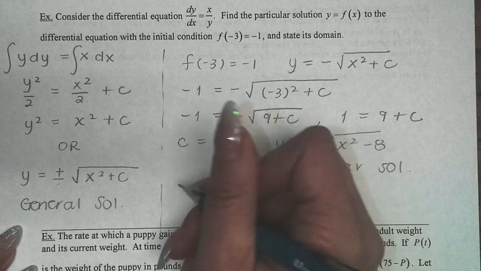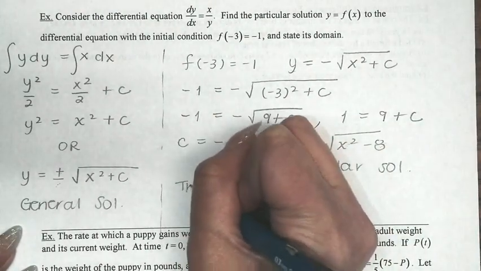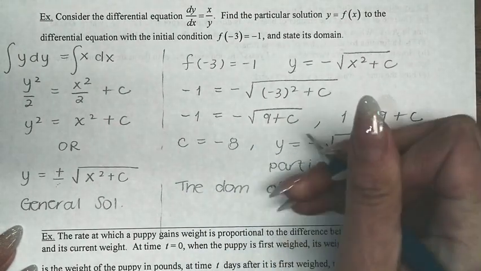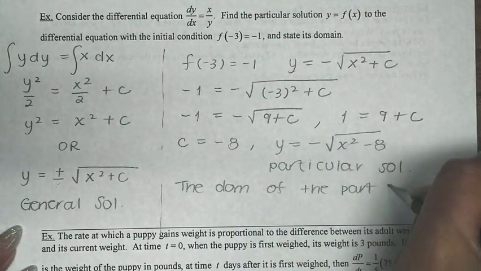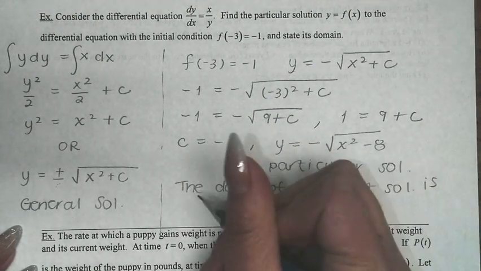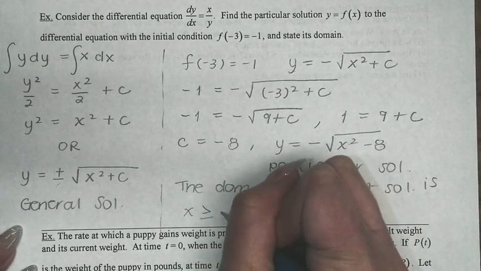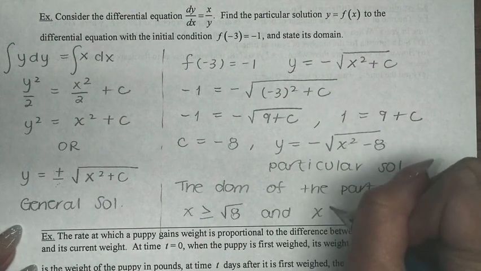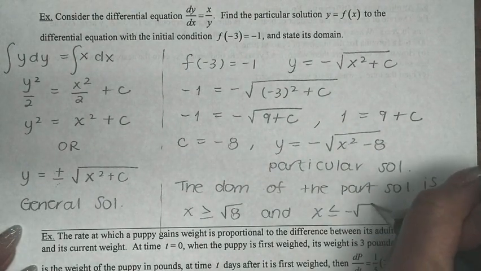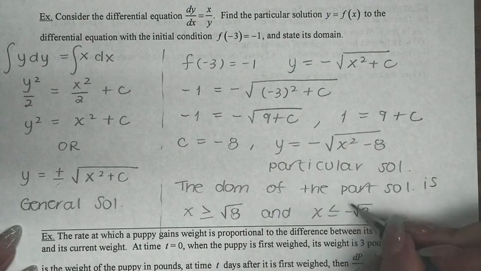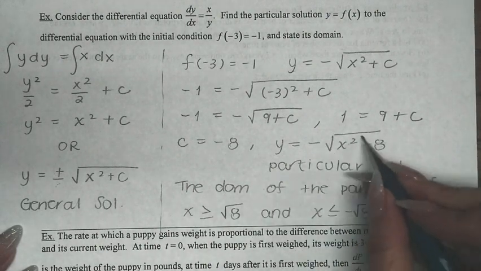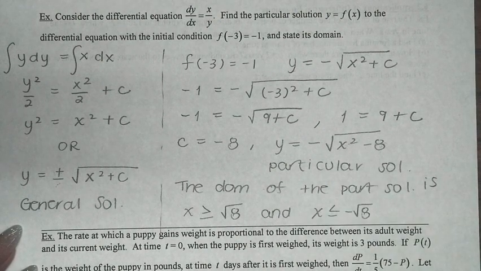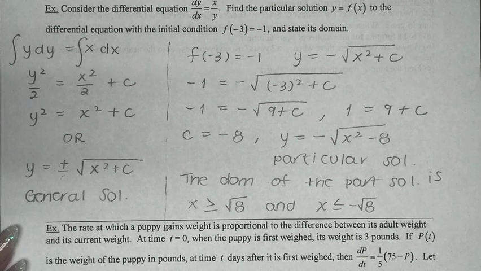So the domain of the particular solution is the following: x greater than or equal to root 8, and also x less than or equal to negative root 8. Why? Because we need to make sure that this is positive. Otherwise, that wouldn't fly for the square root function over there. So this is the domain. Now let's move on to the next problem.